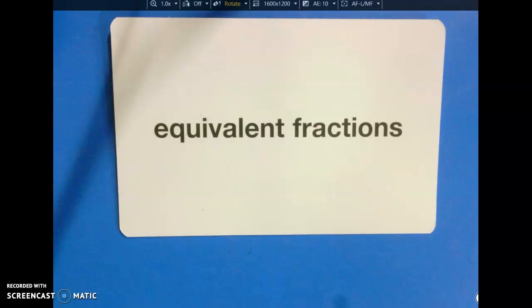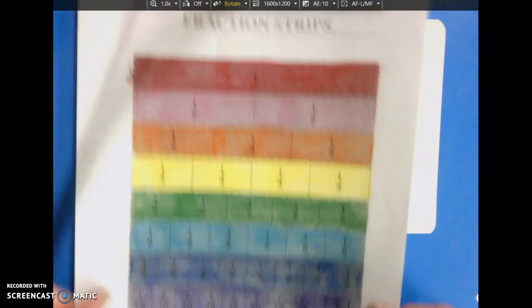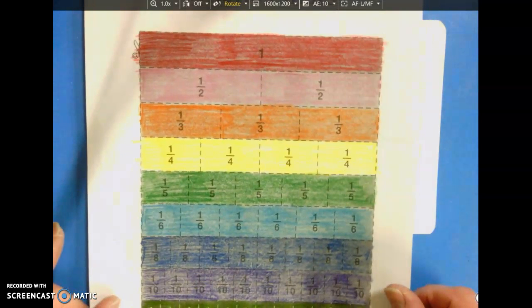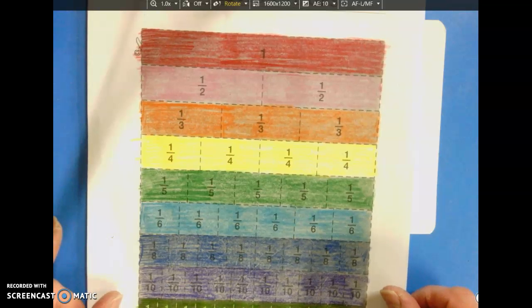Good day, fourth grade mathematicians. Last time we met, we learned a little bit about equivalent fractions. We realized that there are many different names of the same amount. And last week we used our handy dandy fraction strip card as a model to see what could be equal to each other.